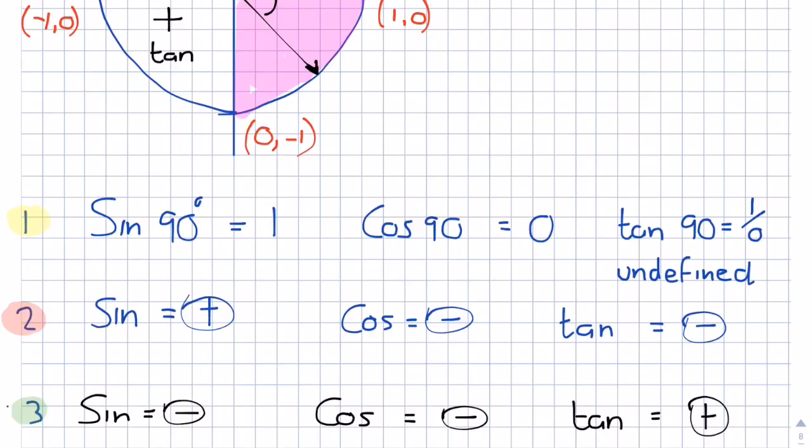And tan, remember, is our y coordinate over our x coordinate. So it's going to be a negative divided by a positive, which is a negative. So the only ratio which is positive in quadrant 4 will be the cosine.